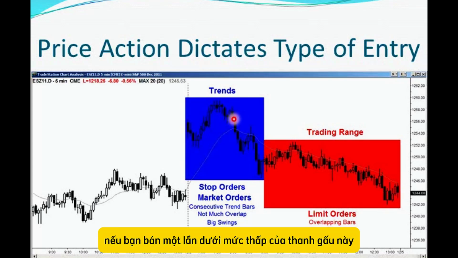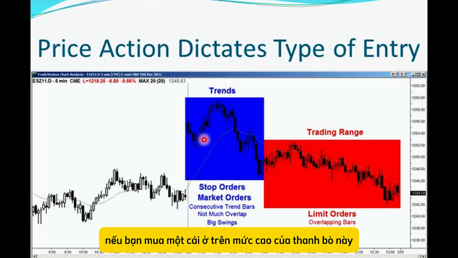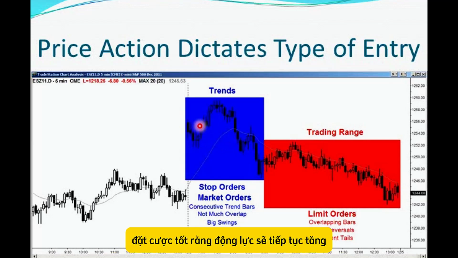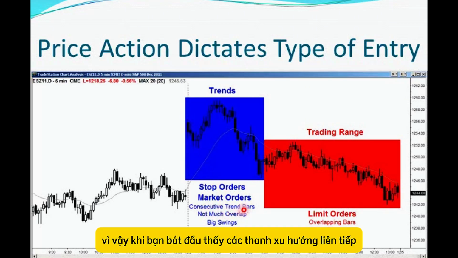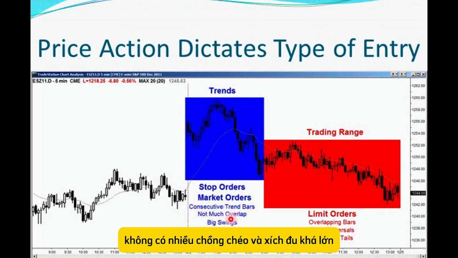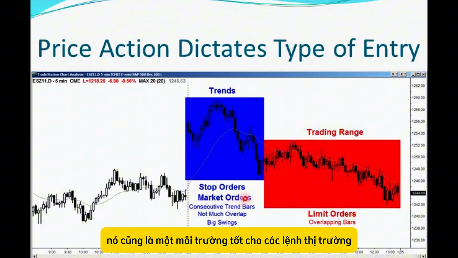If you sell one tick below the low of this bear bar, it's a good bet that the market will go down far enough for a profitable trade. If you buy one tick above the high of this bull bar, it's a good bet that the momentum will continue up and you'll make a profit. So when you start to see consecutive trend bars, not much overlap, and pretty big swings, that's a very good environment for stop orders. It's also a good environment for market orders.